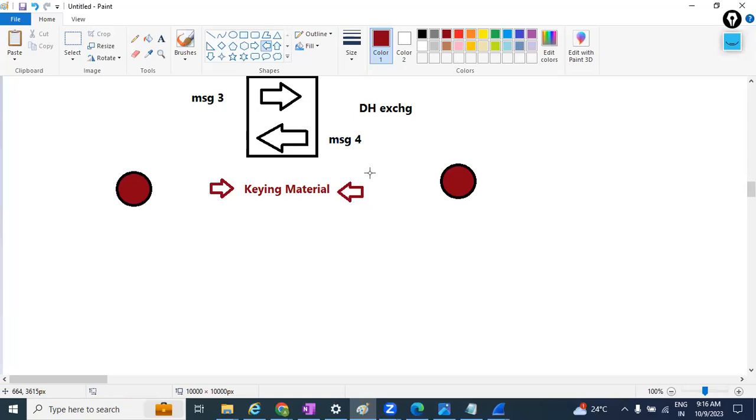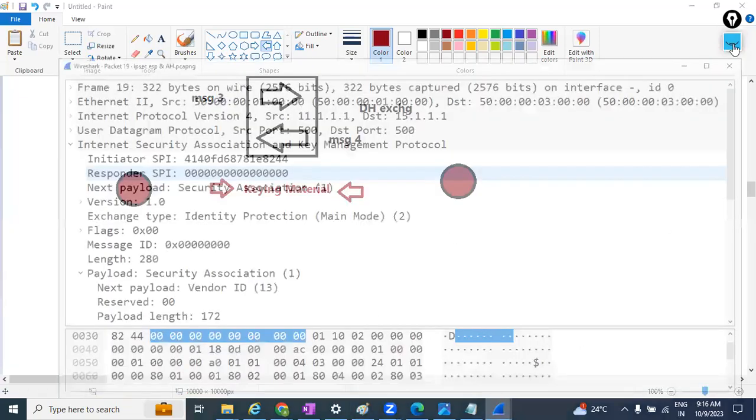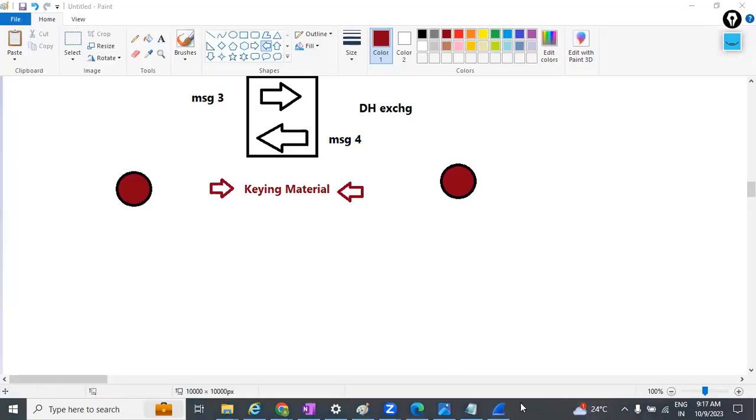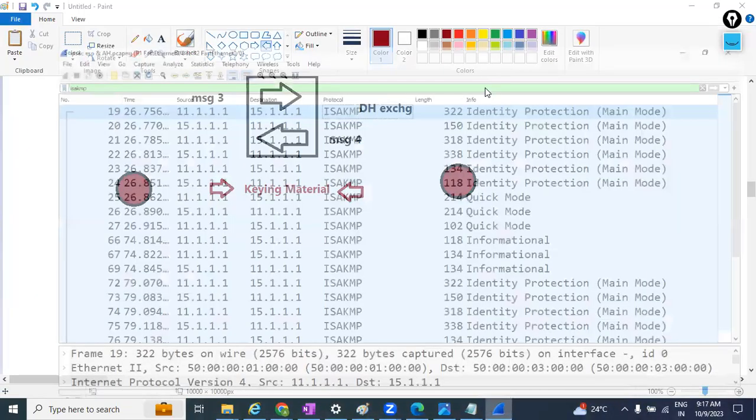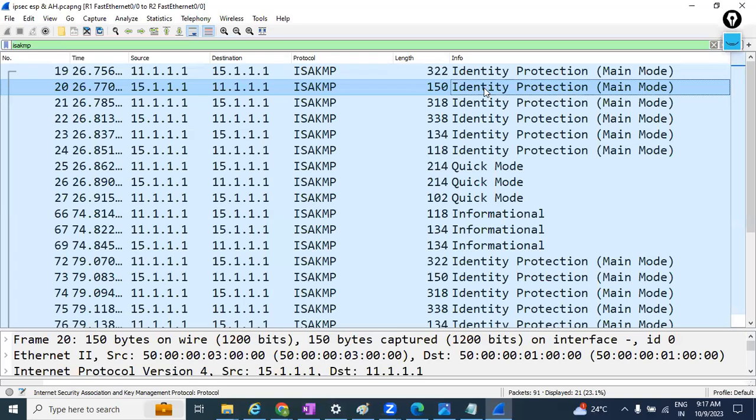So this is just a key exchange. I'll show you here. These are my first 2 messages. First, note it down. Note it down.